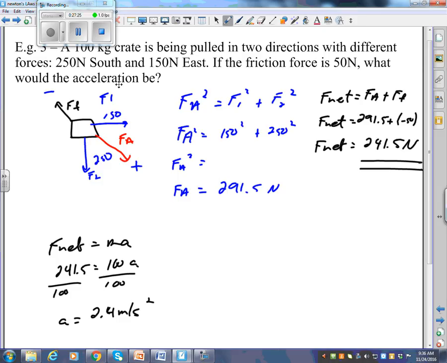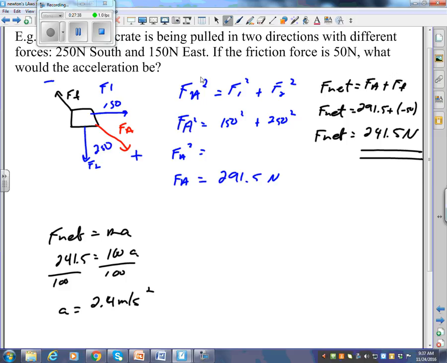The rule of thumb is if the words south, east, north, or west appear in the question, there's a 99.9% chance they have to appear in the answer, and not just southeast. So you actually have to do this. 150, 250.